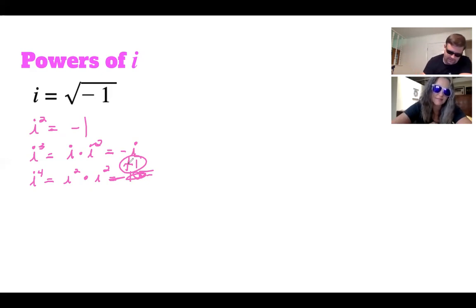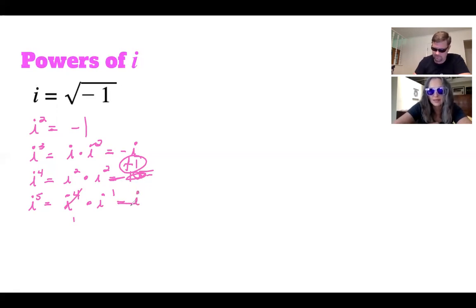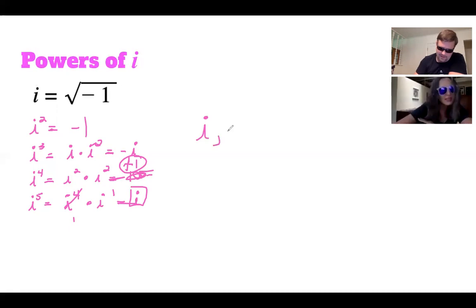If I do i to the 5th, that would be i to the 4th times i. Every time I make a block of 4, that guy goes away. So this is really just 1, and I just get back to the beginning, and it starts all over again. So the pattern goes i, -1, -i, 1, i, -1, -i, and then +1.